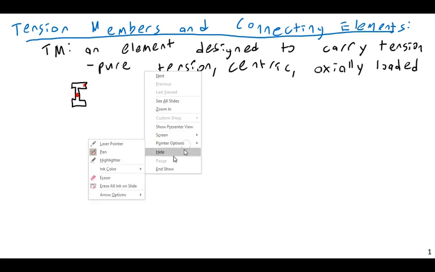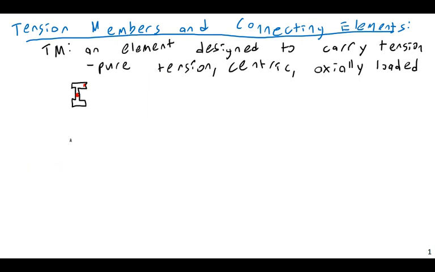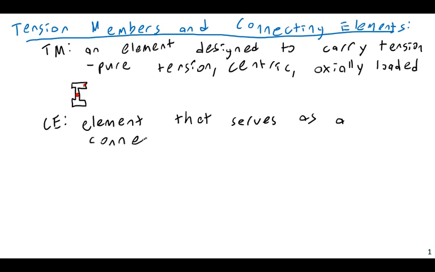Okay? Next, we can look at a definition for connecting element. I'm going to abbreviate this CE. And a connecting element is, fairly straightforward, a member, or not a member, but an element that serves as a connection point between other elements, between other members. I don't want to use the same circular definition. A connection point between other members, between load-carrying members. Is that perhaps a better way to say it?